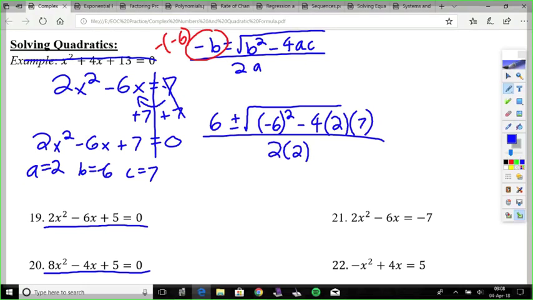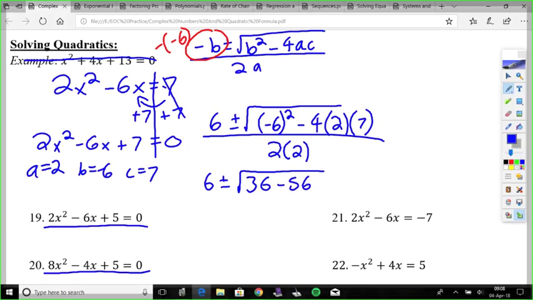So let's just clean this up a little bit. Let's start underneath the radical sign. So still have 6 plus and minus, but negative 6 squared is 36. And 4 times 2 times 7 is, I believe, 56.